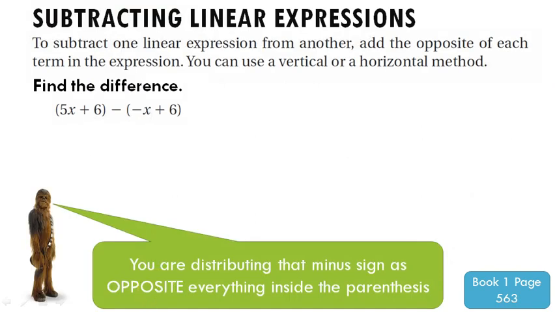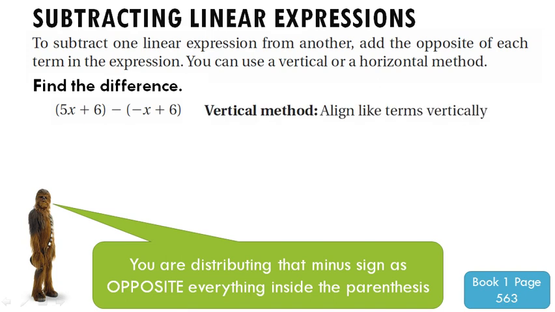What about subtracting linear expressions? To subtract one linear expression from another, add the opposite of each term in the expression. You can use the vertical or horizontal method. In this case, let's look at Chewbacca and what he is saying. This translates to, you are pretty much distributing that minus sign as opposite of everything inside the parentheses. Let's take a look.